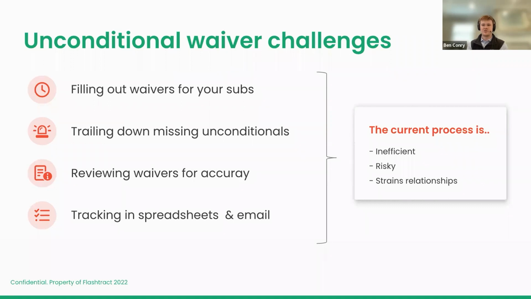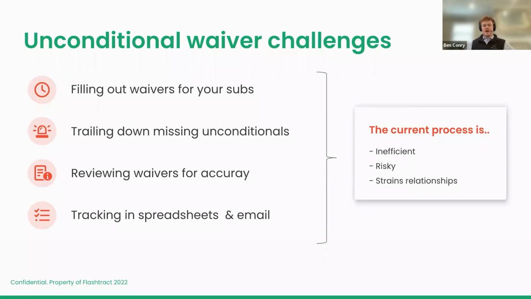One is that a lot of general contractors today are filling out unconditional waivers for their subcontractors. When it's time to pay their subcontractors, maybe their ERP system can generate an unconditional waiver, or maybe they're filling it out in Word. They're having to populate the project name and the payment amount, and they're either emailing that to a subcontractor to get signed, or they're stuffing it in an envelope with a check and mailing it to a subcontractor. It's a very manual process that's time consuming.